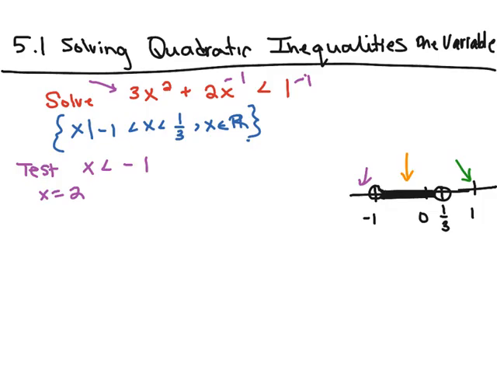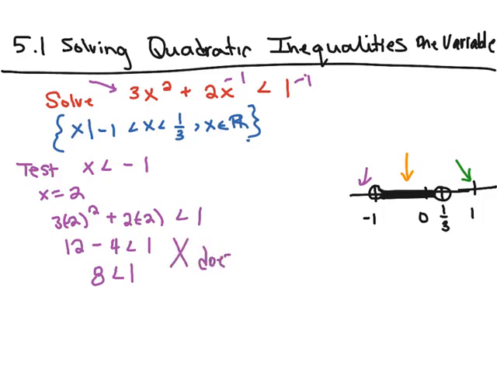And if our answer is right with our number line, we know that it won't satisfy because it's not including those areas. So 3 times 2 squared plus 2 times 2 is less than 1. 2 squared is 4, times 3 is 12, plus 2 times 2 is 4. So 16 is less than 1. This does not satisfy. So we know for sure that this interval right here doesn't work.